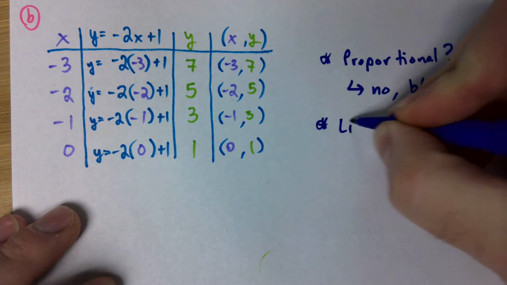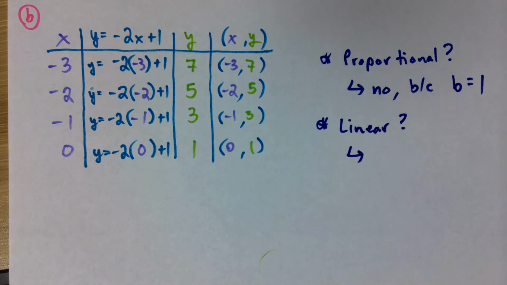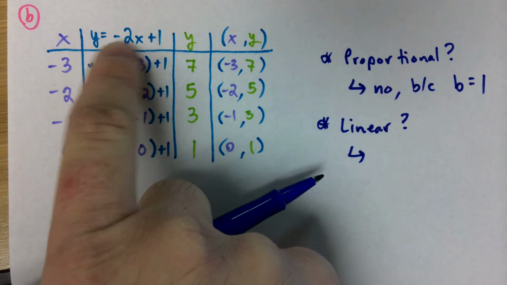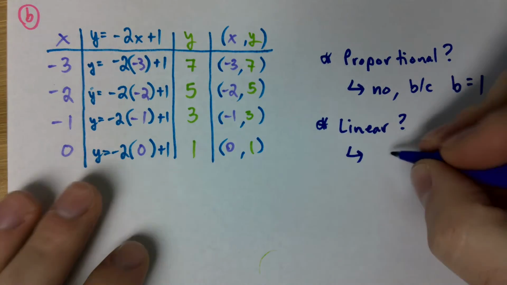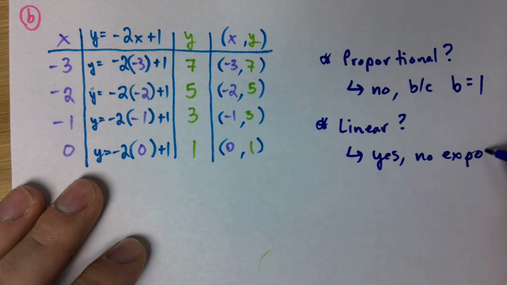Is this function linear? What do you guys think? Thumbs up, yes, it is linear. Give me thumbs down, no, it is not linear. What do you guys think? Do you see any exponents in the equation? I don't see any exponents in negative 2x plus 1. So I'm going to say, yes, this is linear. There are no exponents.